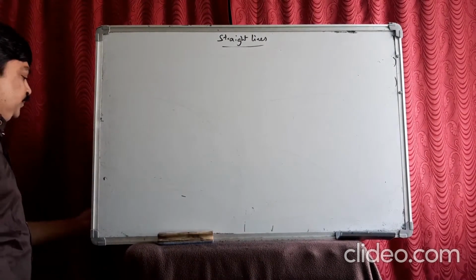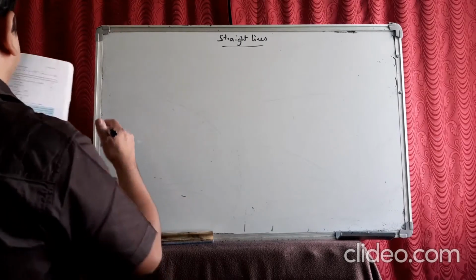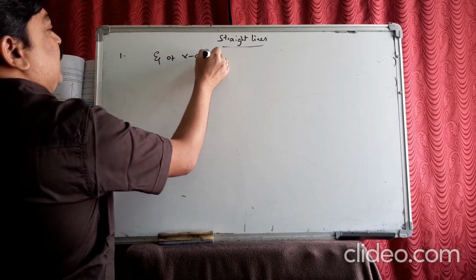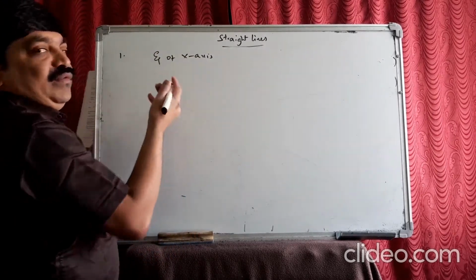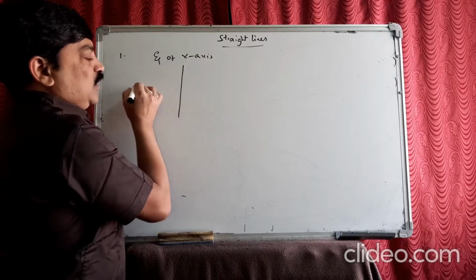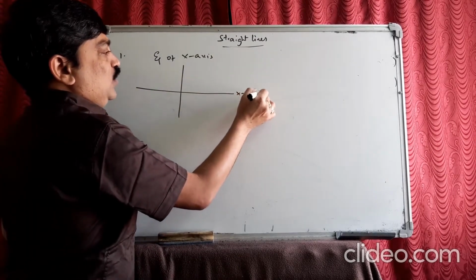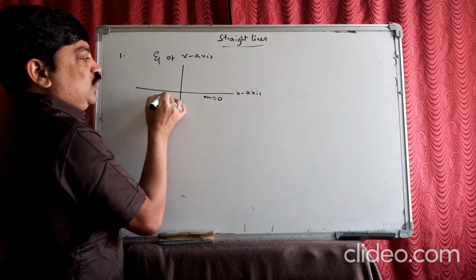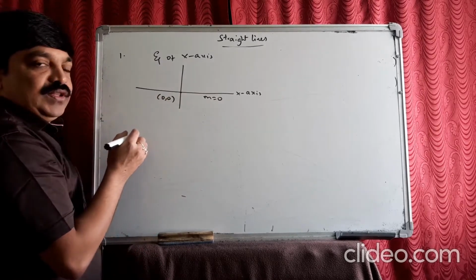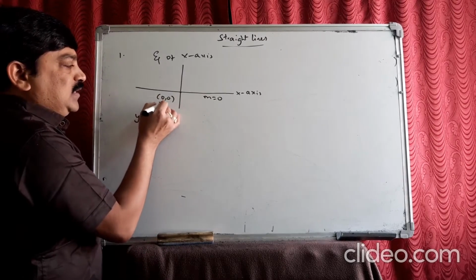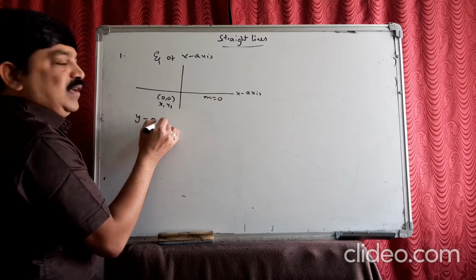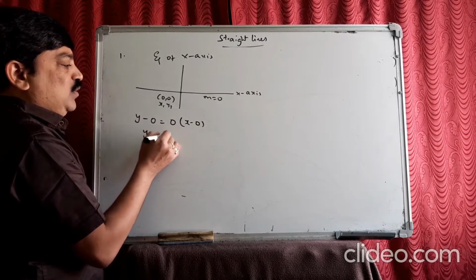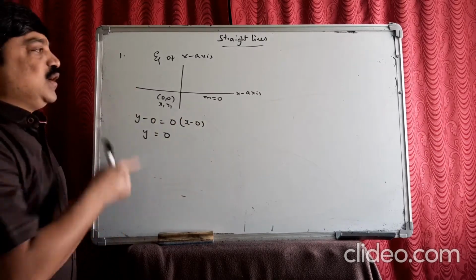So first question, write the equation for x-axis and y-axis. Equation of x-axis is, I tell you, with our concept only, let us go. So this is the x-axis. I told you the slope of the x-axis is m equal to 0 and it passes through (0, 0). So shall we go with the point slope form? This is x1, y1. y minus y1 equals m into x minus x1. So y is equal to 0. So the equation of x-axis is y equal to 0.